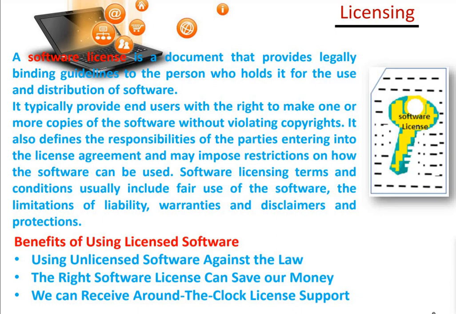It means, students, whenever we purchase software as an end user, I mean as a user, we need to follow some kind of license agreement, and there are some guidelines and some binding lines also. It typically gives the user the right to make one or more copies of the software without violation of the copyright. It also defines the responsibilities of the parties entering into the license agreement, and may impose restrictions on how the software can be used.